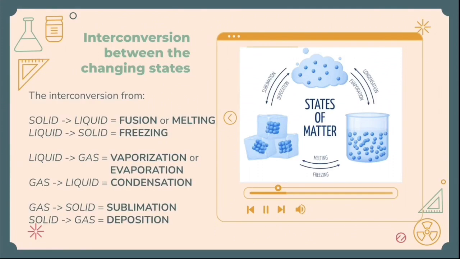The interconversion from solid to liquid is fusing or melting. From liquid to solid is freezing. From liquid to gas is evaporation. From gas to liquid is condensation. From gas to solid is deposition. From solid to gas is sublimation.